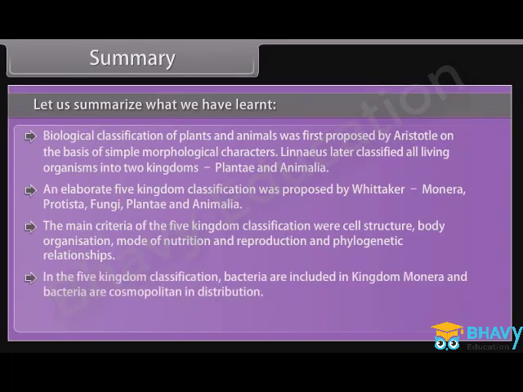In the 5-kingdom classification, bacteria are included in kingdom Monera, and bacteria are cosmopolitan in distribution. These organisms show the most extensive metabolic diversity.